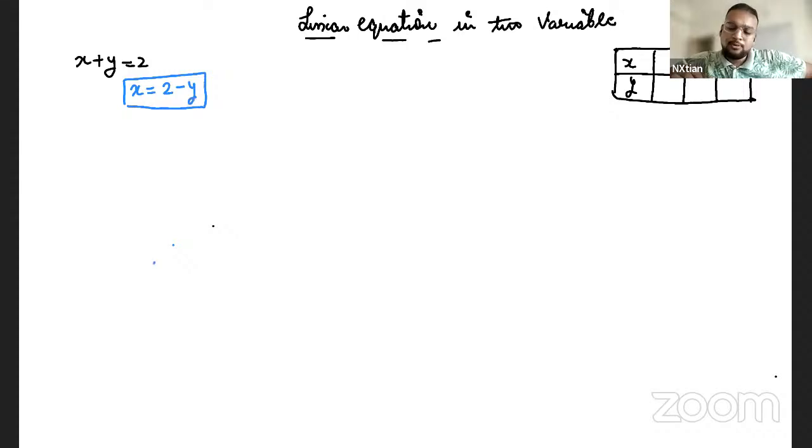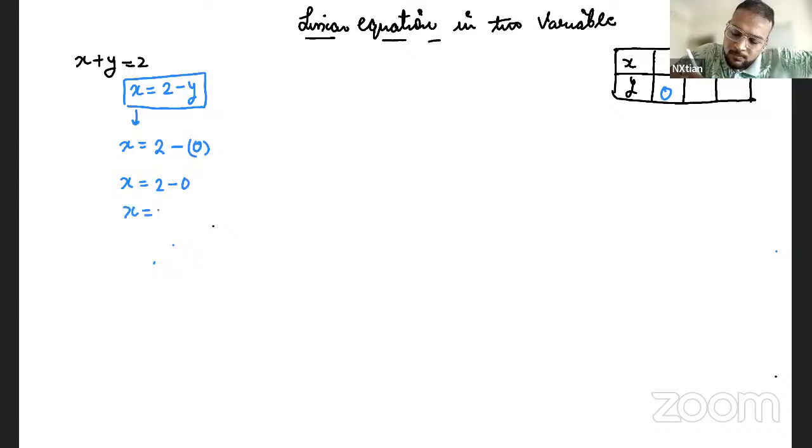Okay, to find the value of x, how will you do this? For example, I'm taking the first y value as 0. So I will solve this: x is equal to 2 minus 0. Why 0? Because instead of y, I am writing 0. I took the value as 0. So x is equal to 2 minus 0, x is equal to 2. So when I take the y value as 0, x equals 2.